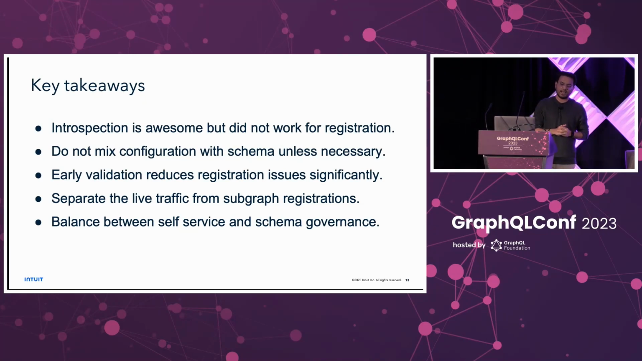The key takeaways that we had from our registration mechanism was, introspection is awesome, but it did not work for the way we did registration, because we did it on startup, and the startup is supposed to fail when this subgraph schema is not valid, right? So it is causing a chicken and egg problem, like what will you validate if the service is not up? So we were not able to proceed with the supergraph making an introspection call to get the schema. So that's why we went with the subgraph giving the schema files to the orchestrator to validate. The other learning was, do not mix the schema and the routing configuration, unless necessary.